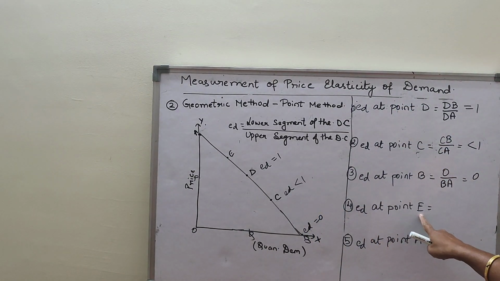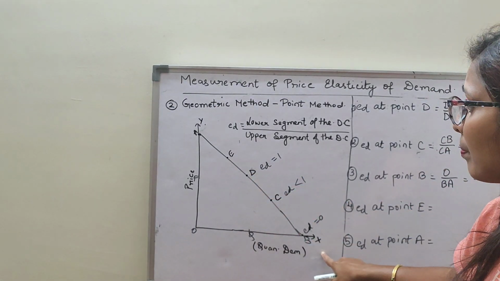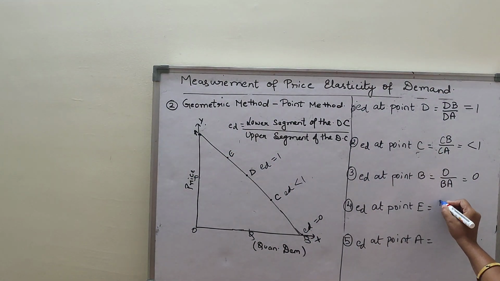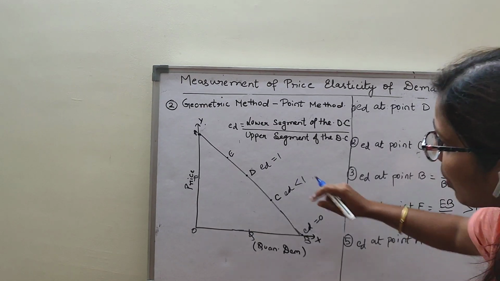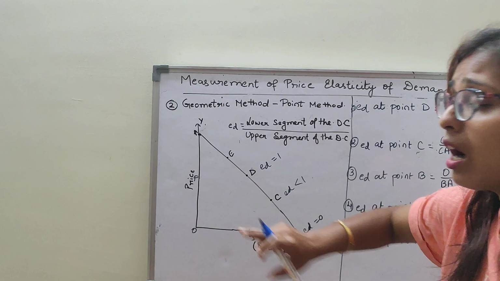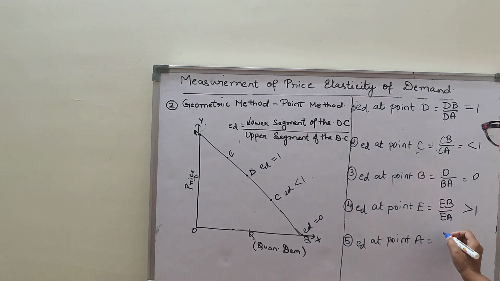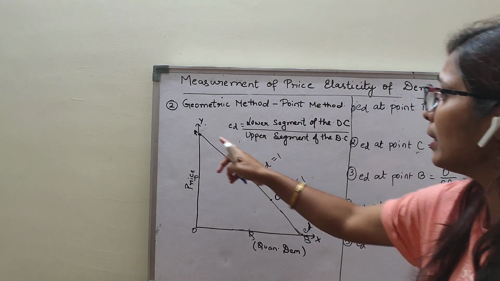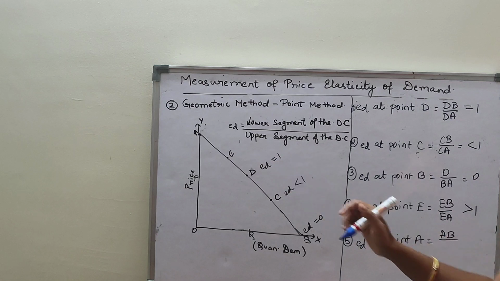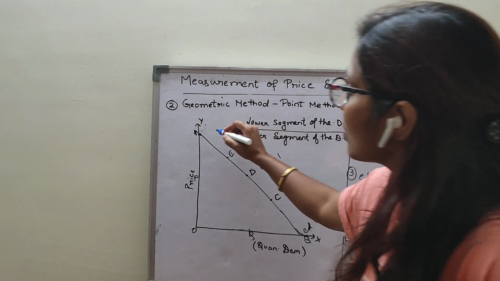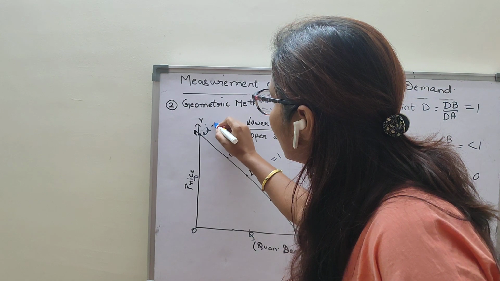Clear? Now at point E, the lower segment is EB, which is greater, and the upper segment is EA. So EB by EA. That means elasticity is greater than 1 because the lower segment is greater than the upper segment. Now elasticity at point A. Lower segment is AB and the upper segment above A. Can you see anything? Nothing is there above A, so I will consider it as 0. So if you divide anything by 0, the answer will be infinity. So that means ED is equal to infinity.